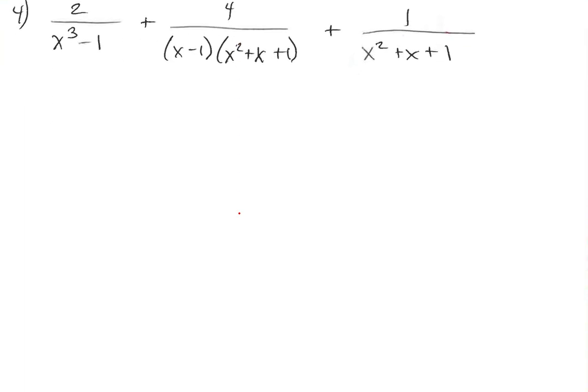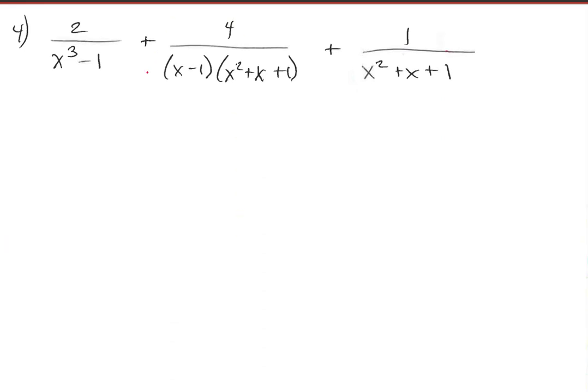Let's try one more problem in this topic here. This next one begins as 2 over x cubed minus 1 plus 4 over x minus 1 in parentheses times x squared plus x plus 1 in parentheses. Then we have plus, and then we have 1 over x squared plus x plus 1.